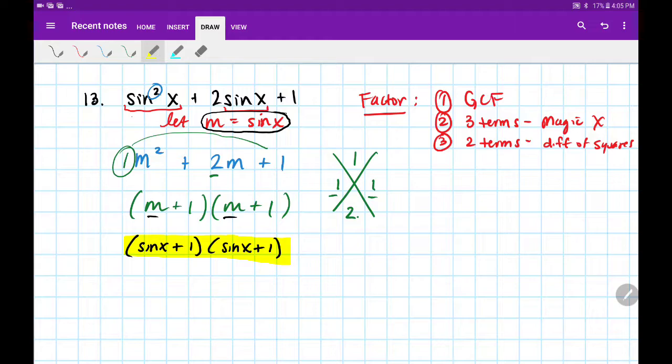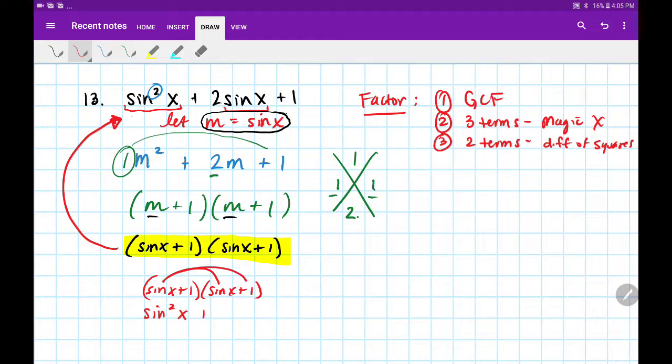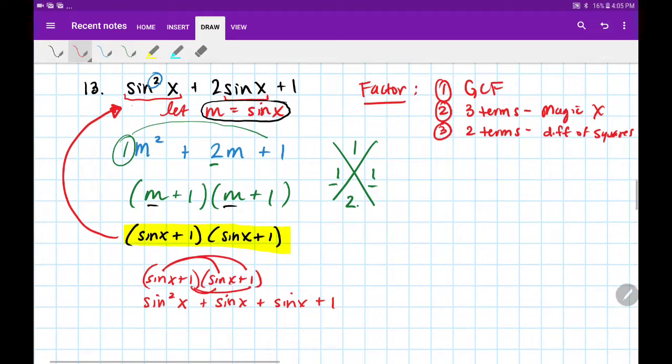So if you're like me, sometimes I like to check my factoring once I'm done. I can do it mentally or I can actually write it out. I'm going to write it out just to make sure that this really is the same as what we started with. So to check it, I'll go down here and rewrite it for us. So sine x times sine x gives me sine squared x. Sine x times 1 gives me plus sine x. 1 times sine x again gives me plus sine x. And then lastly, 1 times 1 gives me plus 1.